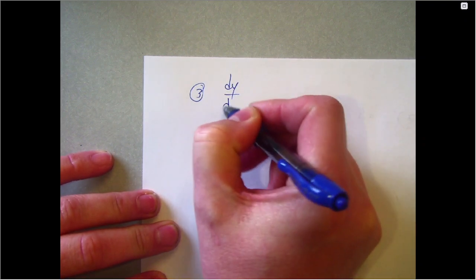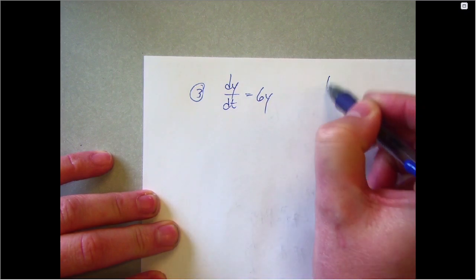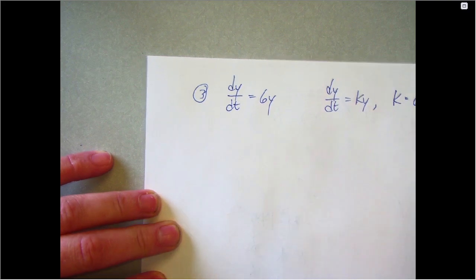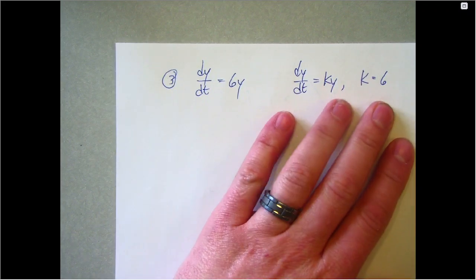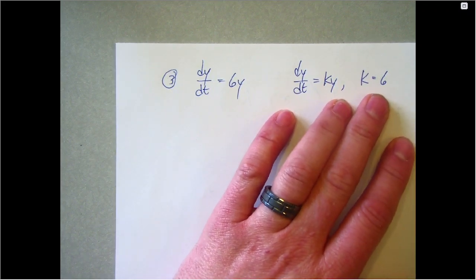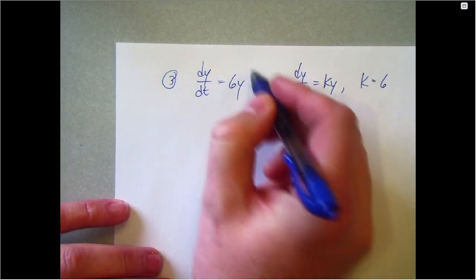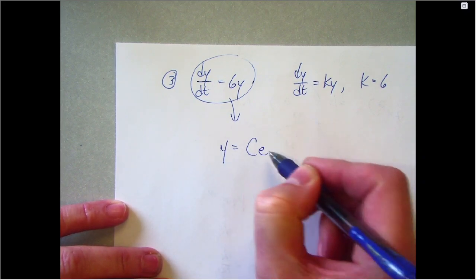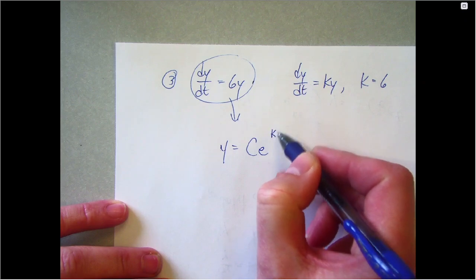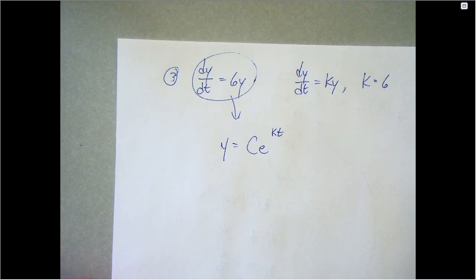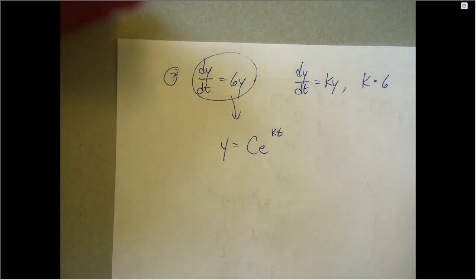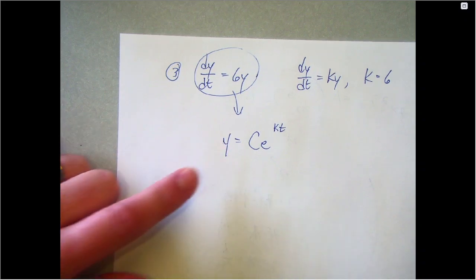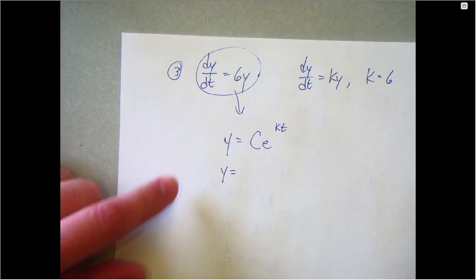So dy over dt equals 6y, so that's really dy over dt equals ky, where k is 6. You're not going to end up writing that; I'm just doing it to explain it. But I can look at that and say, okay, that means y is going to be some constant times e to the kt power. Or I could go through all the steps and separate the variables and unpack it and integrate it, but to me this is a lot easier. We're not done though, we got some other pieces here.